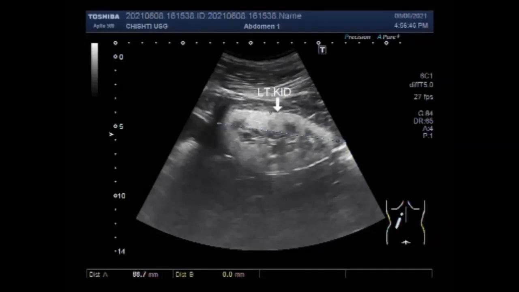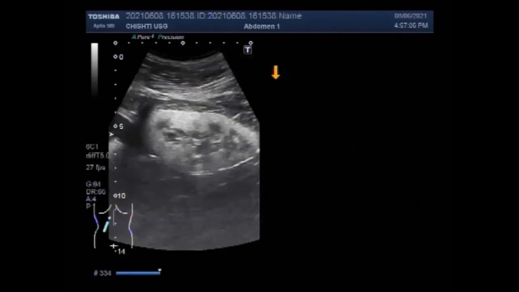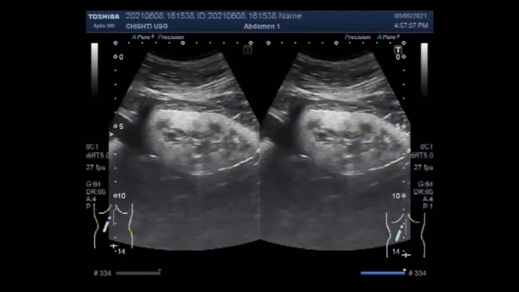Solid organs such as liver and spleen have intermediate echogenicity, and the kidney parenchyma consisting of cortex and medulla is normally isoechogenic, equal in brightness, or hypoechogenic, darker, compared to the normal liver or normal spleen.